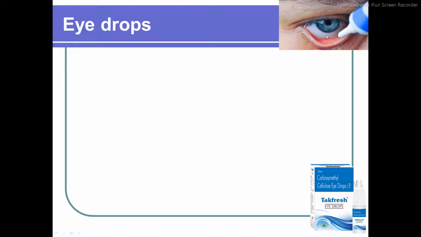Now we have to instill this preparation in the conjunctiva of your eyelid. Once it is instilled, the patient has to take some rest, close the eyelid and wait for a few minutes. And what kind of eye drops are available in the market? Suppose the patient is suffering from inflammation of the eyes, then in that case your eye drop will contain anti-inflammatory agent.